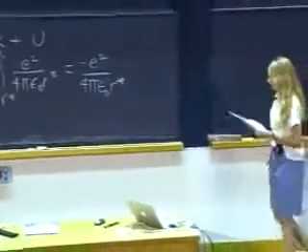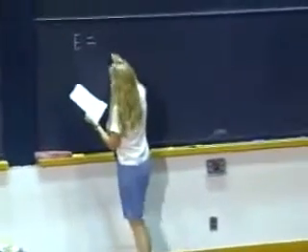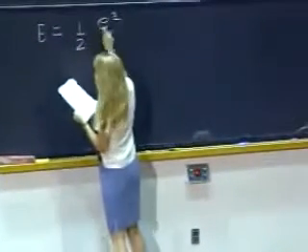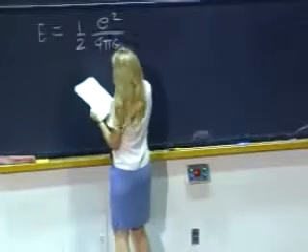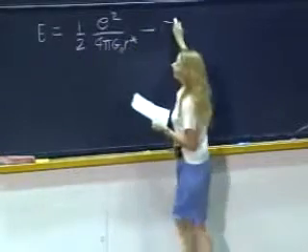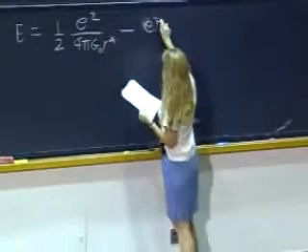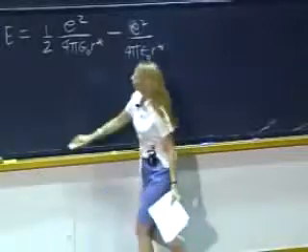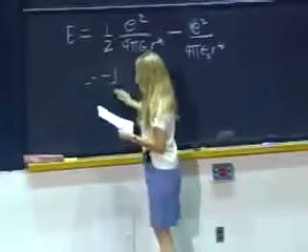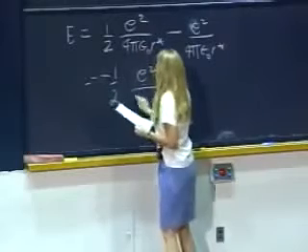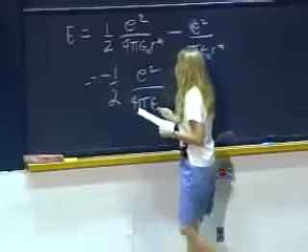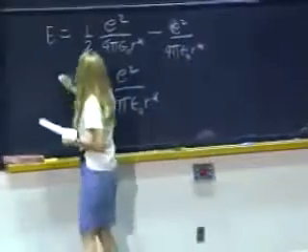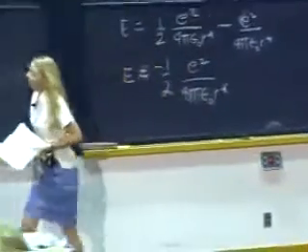Okay, so now I've got kinetic energy plus potential energy. Let me add them up. The kinetic is 1/2 e squared over 4 pi epsilon naught r star. Potential is minus e squared over 4 pi epsilon naught r star. And the result is minus 1/2 e squared over 4 pi epsilon naught r star. Okay, that's the total energy of this particular system.